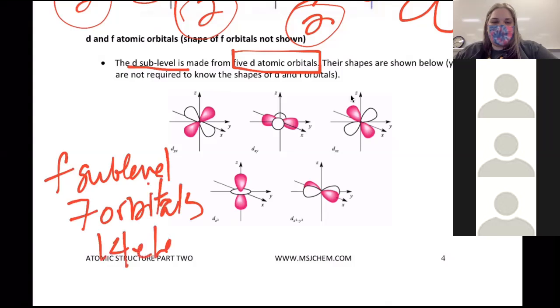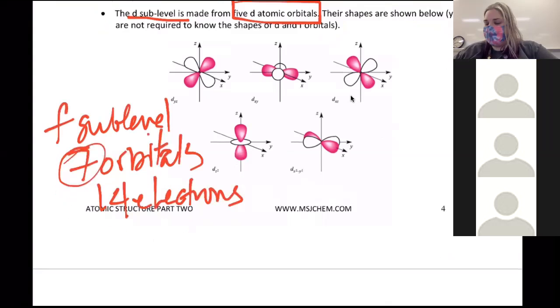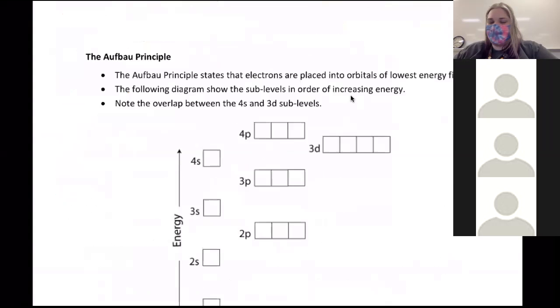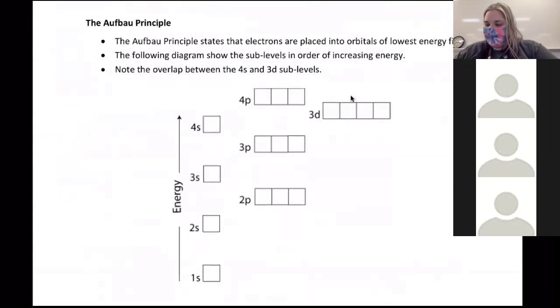So then we're going to talk about some of the rules for writing these electron configurations. All these rules, like I said, are not new rules. You learned them last year, so hopefully this should just be a refresher. The first one, and I mentioned this one earlier, is called the Aufbau principle. The Aufbau principle states that electrons are placed in orbitals of lowest energy first.